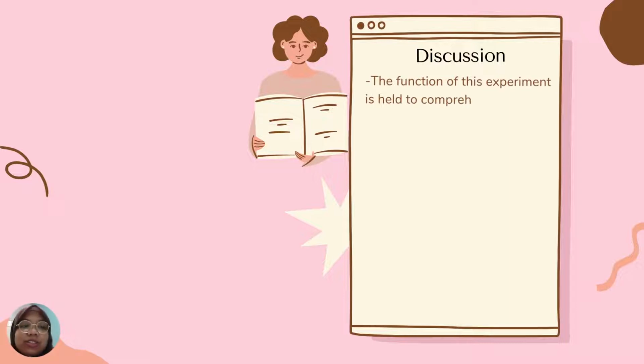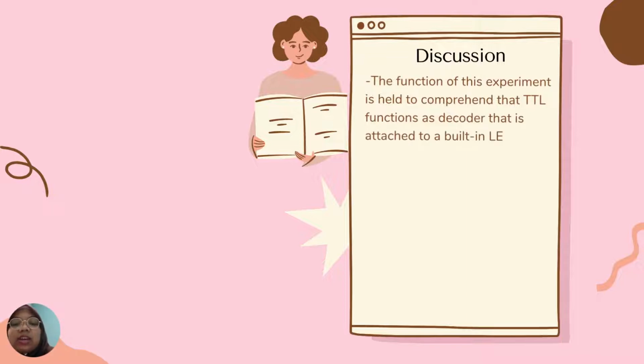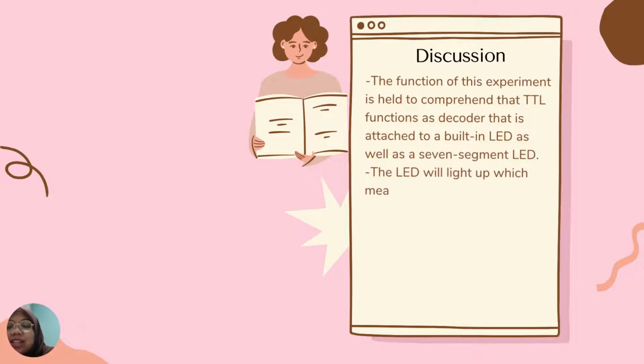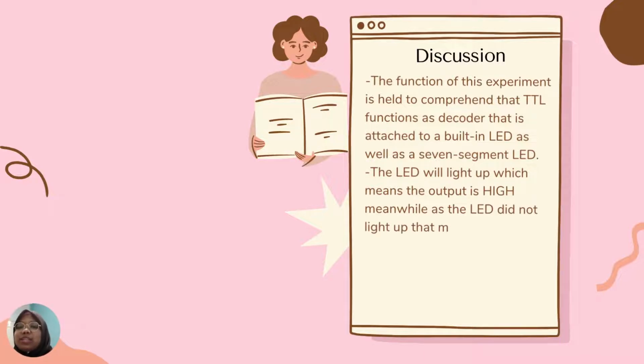The function of this experiment, based on the simulation that was conducted using the Livewire application, is to comprehend that TTL functions as a decoder that is attached to a built-in LED as well as a 7-segment LED. Firstly, decimal 1, 0, and 9 are manually displayed.